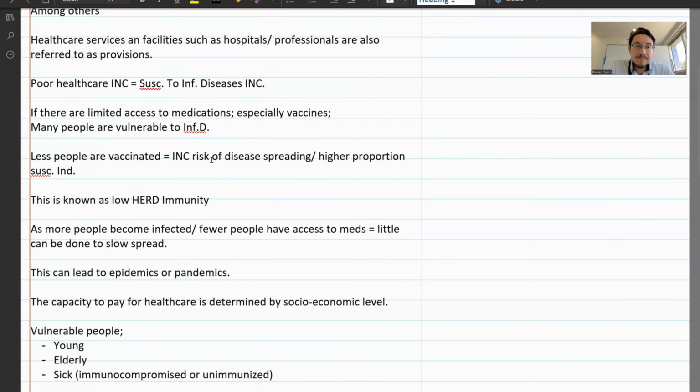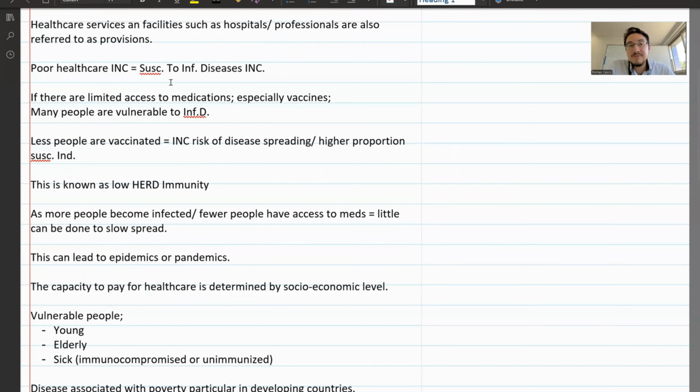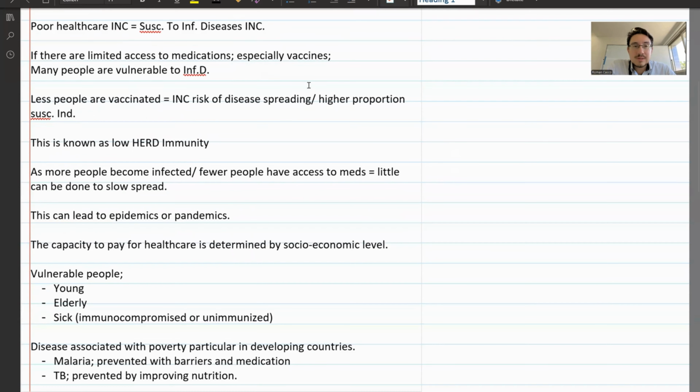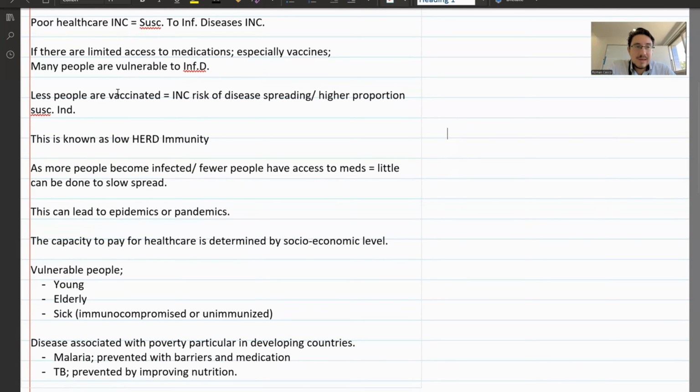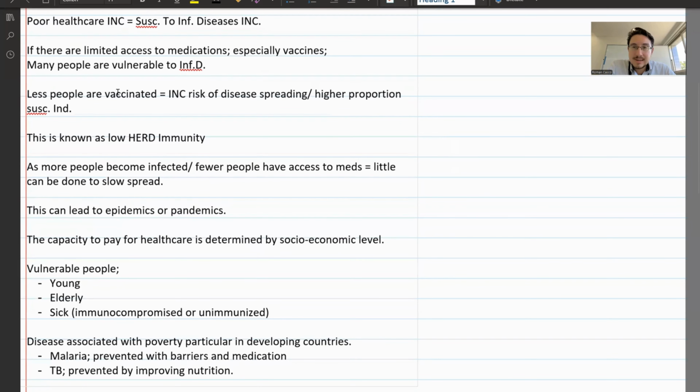So poor healthcare increases the susceptibility to infectious diseases. As poor healthcare increases, there's an increase in susceptibility to getting infected. That's quite straightforward, because you have limited access to all these services, all these provisions. Same case with COVID. In Nicaragua, there was a delay in getting vaccinations, in these third world countries, and that makes people more vulnerable to these diseases.